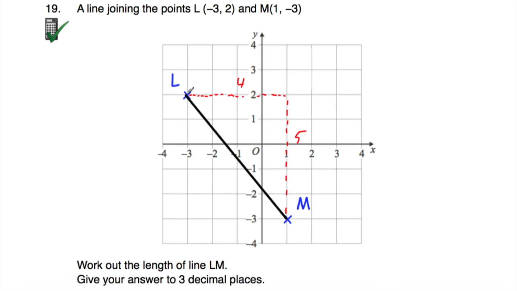And in this case, we went from negative 3 to 1. So we've gone 4 across, and we've gone from a height of 2 down to a height of negative 3, and that's 5 down. But in this case, because the boxes each represent 1, the scale is 1, we could count the number of boxes and so on.